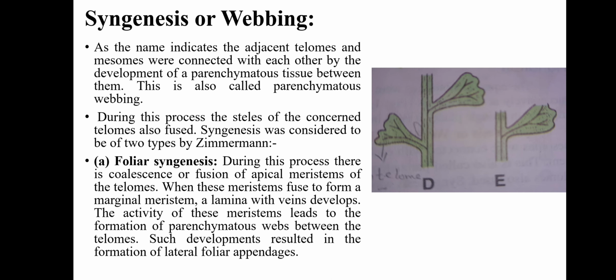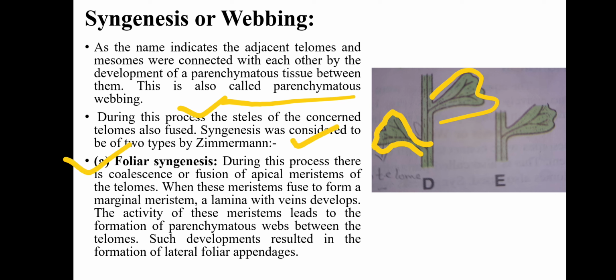Then the third step, which is syngenesis or webbing. As the name suggests, the adjacent telomes or mesomes were connected with each other by development of parenchymatous tissues between them. This is also called parenchymatous webbing. During this process, stelae of the concerned telomes were fused, and syngenesis is considered to be of two types by Zimmermann. One is foliar syngenesis, one is axial syngenesis.